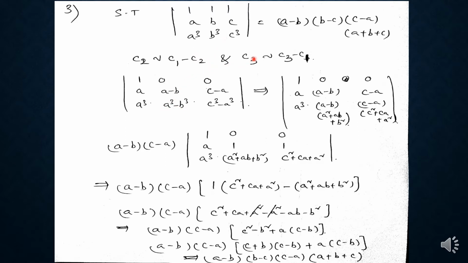Now coming to the third column, we are changing to C3 − C1. The corresponding element is 1, 1 − 1 = 0, c − a, c³ − a³. So here the first column is 1, a, a³ and the second column is 0, a − b, a³ − b³. So what are the factors for a³ − b³? a³ − b³ is equal to (a − b)(a² + ab + b²).